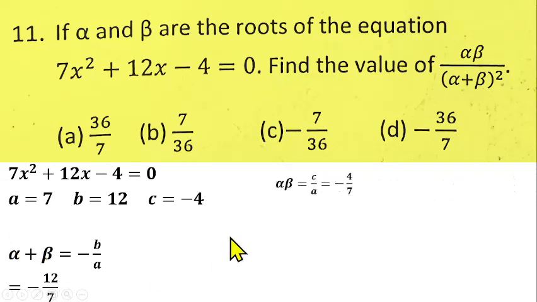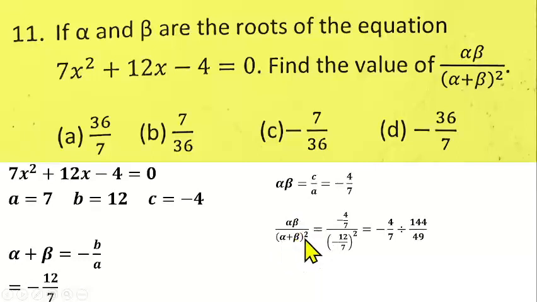Then for the product of the roots, which is alpha beta, that will be c over a. Our c is minus 4 and our a is 7. So therefore we have to simplify this. We have alpha beta over alpha plus beta squared. All you need to do is put in your product, which is minus 4 over 7, and your sum, which is minus 12 over 7 as well.